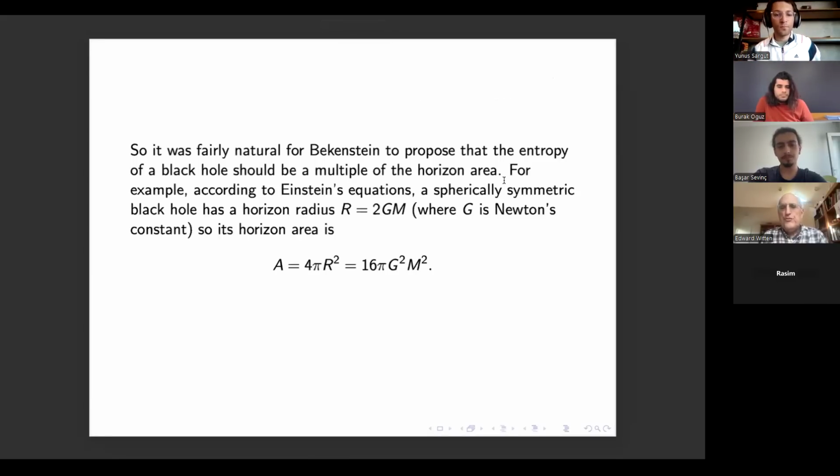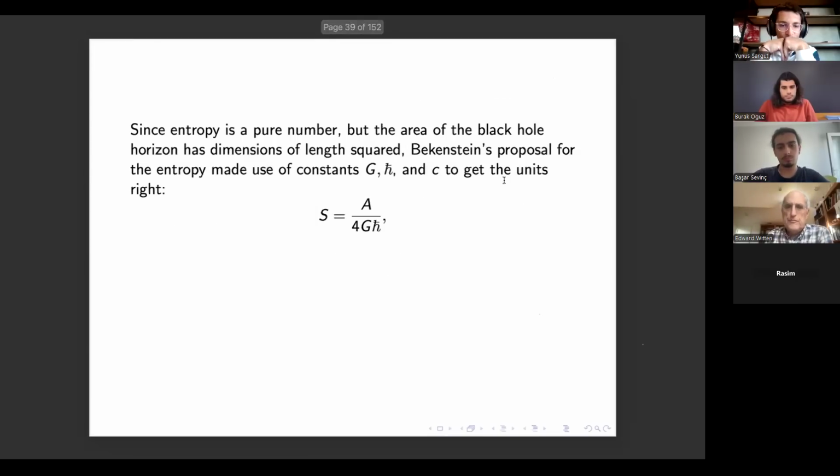For example, according to Einstein's equations, a spherically symmetric black hole has a horizon radius 2GM. M is the mass and G is Newton's constant. So its horizon area is 4 pi r squared, or 16 pi G squared M squared. Since entropy is a pure number, but the area of the black hole horizon has dimensions of length squared, Bekenstein needed to use constants h bar and c to get the units right. I'll set c to 1, but I've included h bar, which appears in the denominator in the formula.